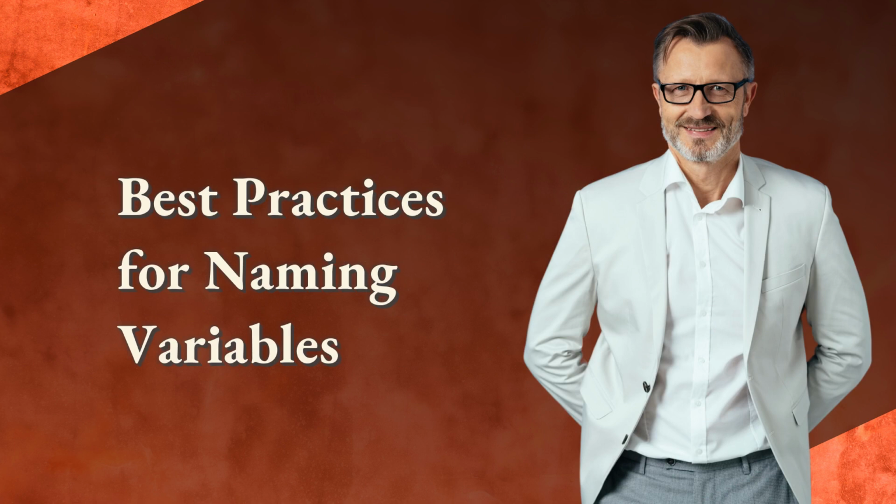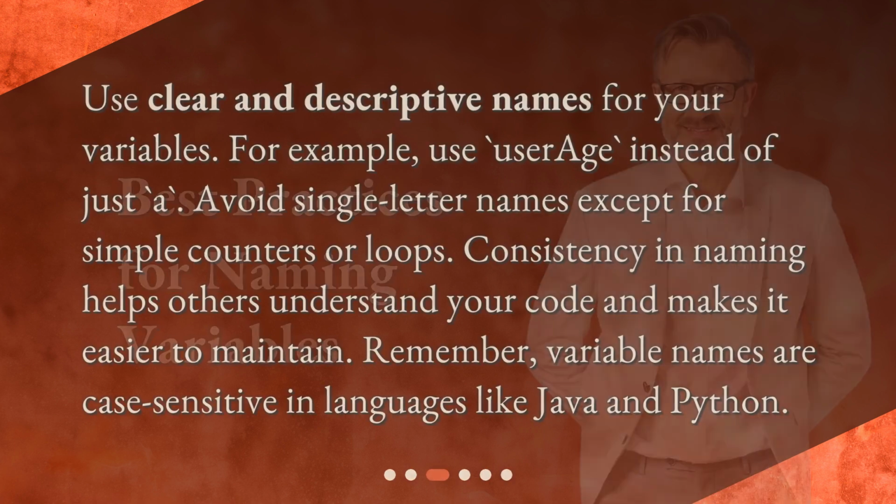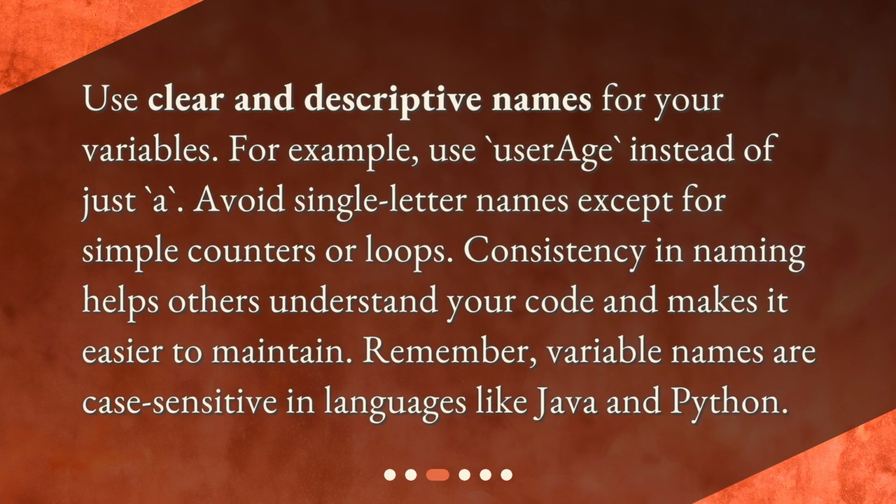Best practices for naming variables. Use clear and descriptive names for your variables. For example, use user age instead of just A. Avoid single-letter names except for simple counters or loops. Consistency in naming helps others understand your code and makes it easier to maintain. Remember, variable names are case-sensitive in languages like Java and Python.